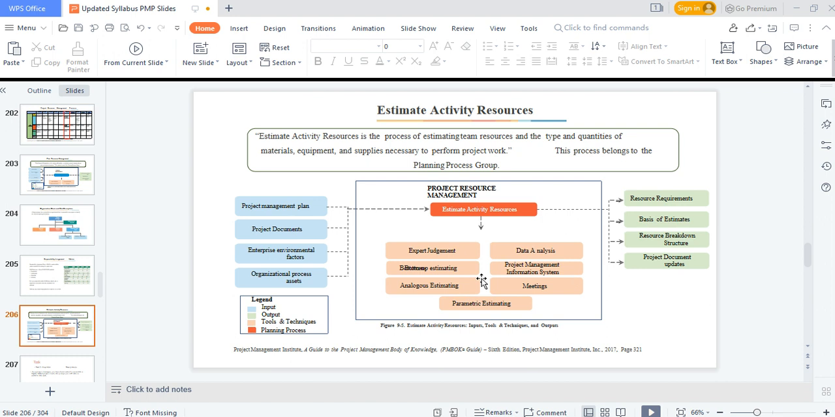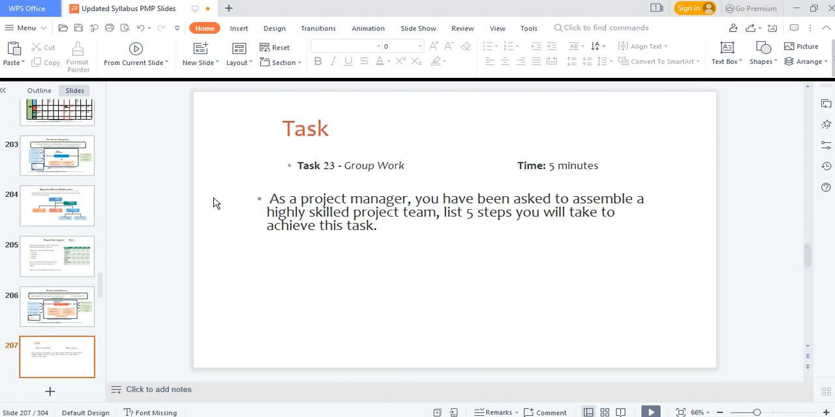These are the processes, or rather the tools and techniques you use to do that, and this is what you're going to have at the end of the day. Okay, look at this very simple example. As a project manager, you have been asked to assemble a highly skilled project team. List 5 steps you will take to achieve these tasks.